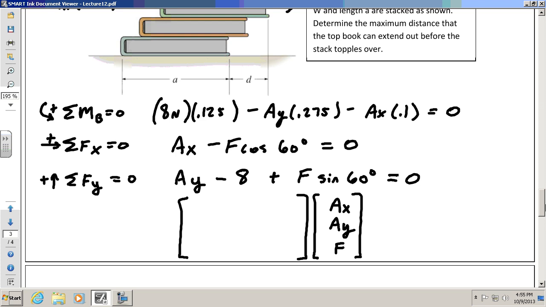Set it up AX, AY, F, some order like that. You could redo the order if you want to, it doesn't matter. If you look at the second equation, it's AX minus F cosine 60, so I did it like this. If you look at the second equation, it's AY plus F sine 60, so I did it like this.